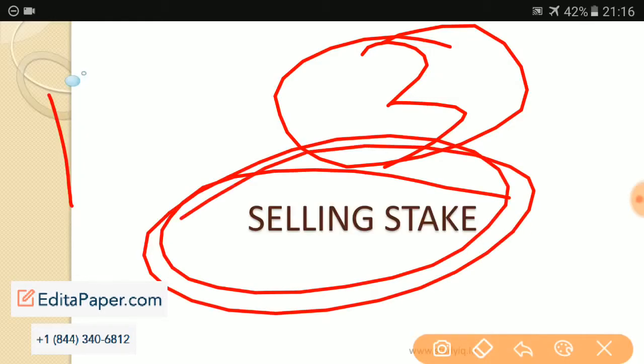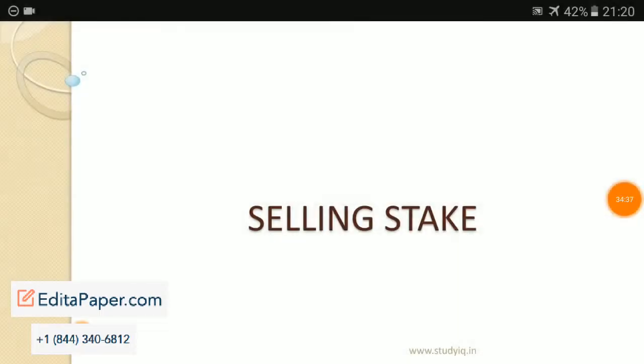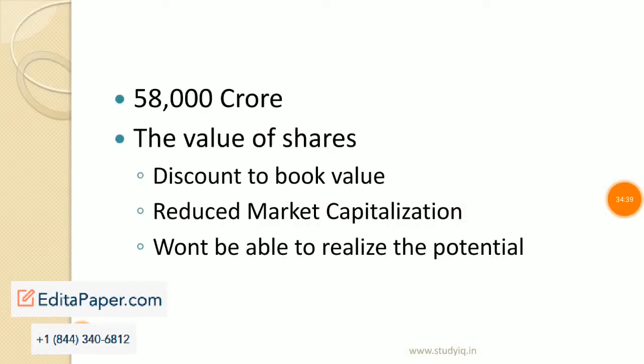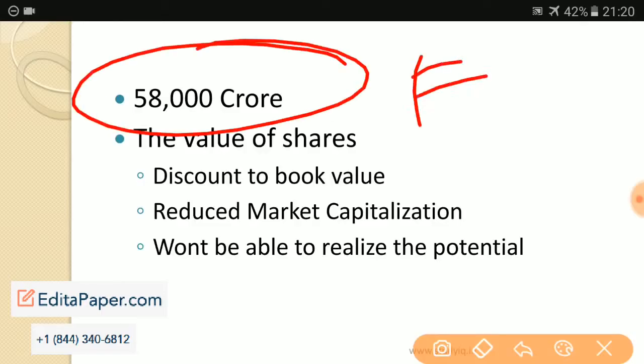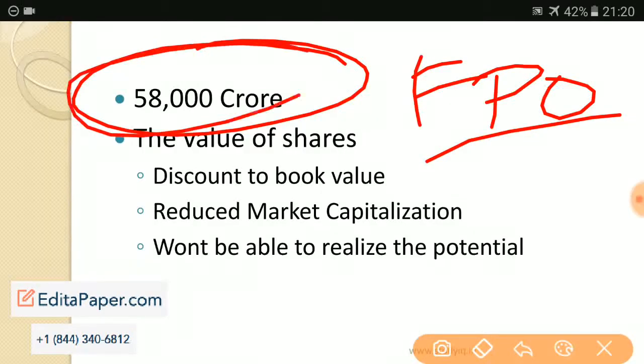Now, as far as the selling of stake is concerned, as per the plan, the government aims to sell the shares of the public sector banks in the share market worth 58,000 crores. That is a follow-on public offer, that is the FPO, would take place, and the shares worth 58,000 crores would be sold in the capital market.